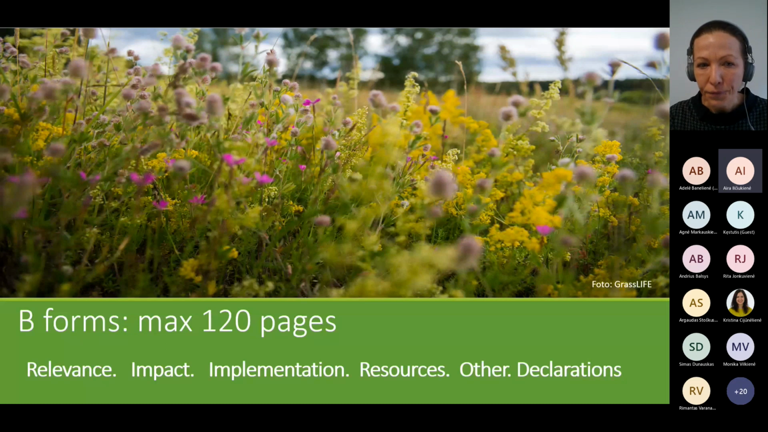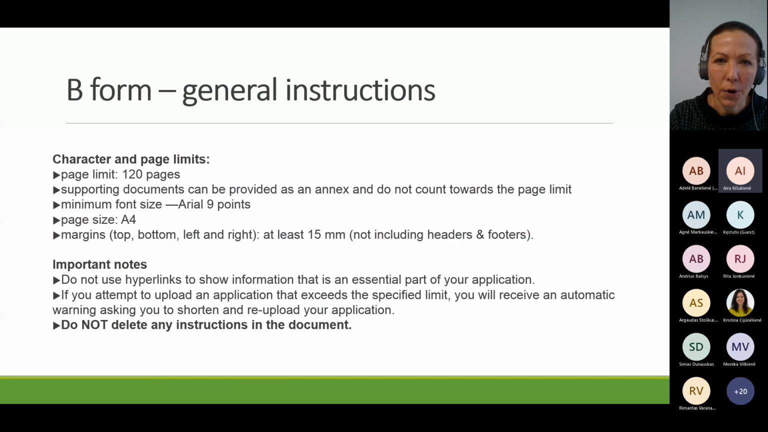So we go to Forms B, which consists of several major parts, which is relevance, impact, implementation, resources, and then other and declarations, which are the smaller parts. So the B form, here we go. As I already mentioned, page limit is 120 pages. Supporting documents can be provided as an annex and do not count towards the page limit. You should be careful with the font size, and you cannot use smaller font than Arial 9 for the application, and keep the same A4 standard page size. And also there's a description of margins, so you sort of look more or less the same.